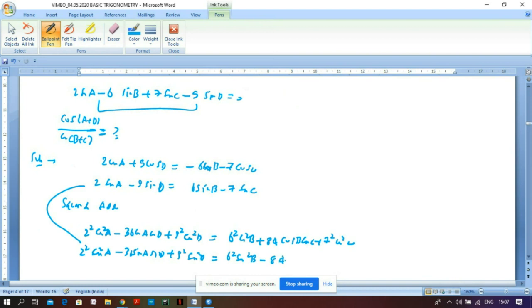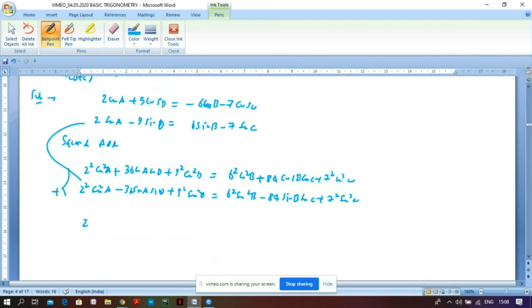So negative 84, sine B times sine C, and plus again 7 square sine square C. If I add these two, then I will get 2 squared, because this is 1, and this is cos A cos D minus sine A sine D. So I will get here 36 cos of (A plus D) plus 9 squared, and here I will get 6 squared and 84. So I will get again 84 times, this is cos B cos C minus sine B sine C.